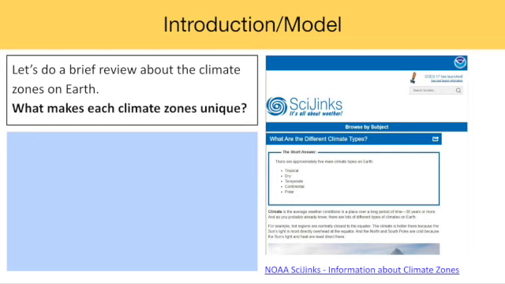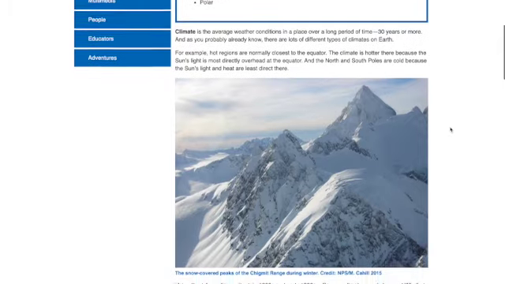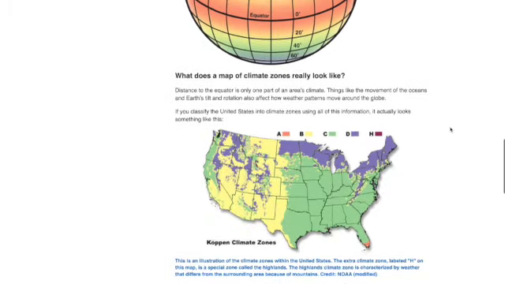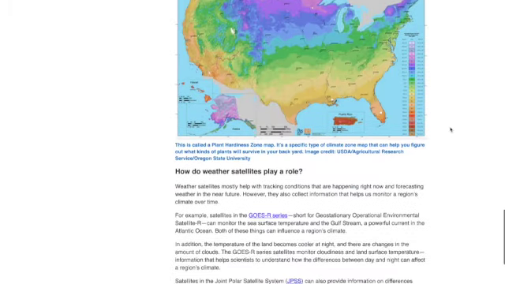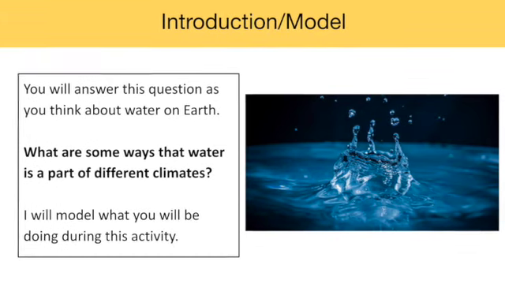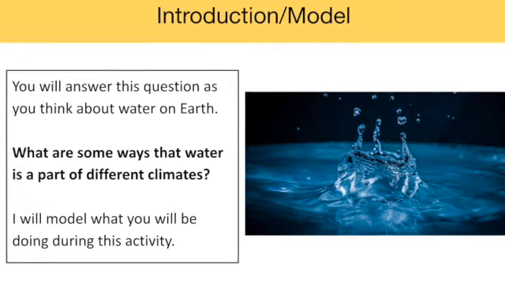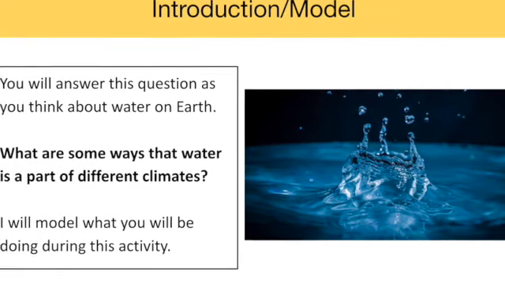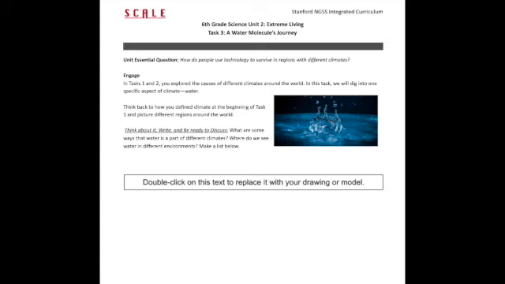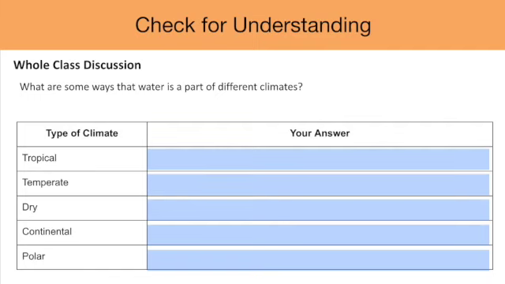Start by having students review what makes each of Earth's 5 climate zones unique. Use the link on slide 13 to access NOAA's SciJinks website for students to read about the characteristics of each zone as well as where they tend to be located. Then, students should brainstorm and share ideas about the relationship of water to each climate zone. How does the presence or absence of water help define a climate zone? Students can write or diagram their ideas on page 1 of the student handout for Task 3. They should also record ideas they hear from their classmates during the whole class discussion.